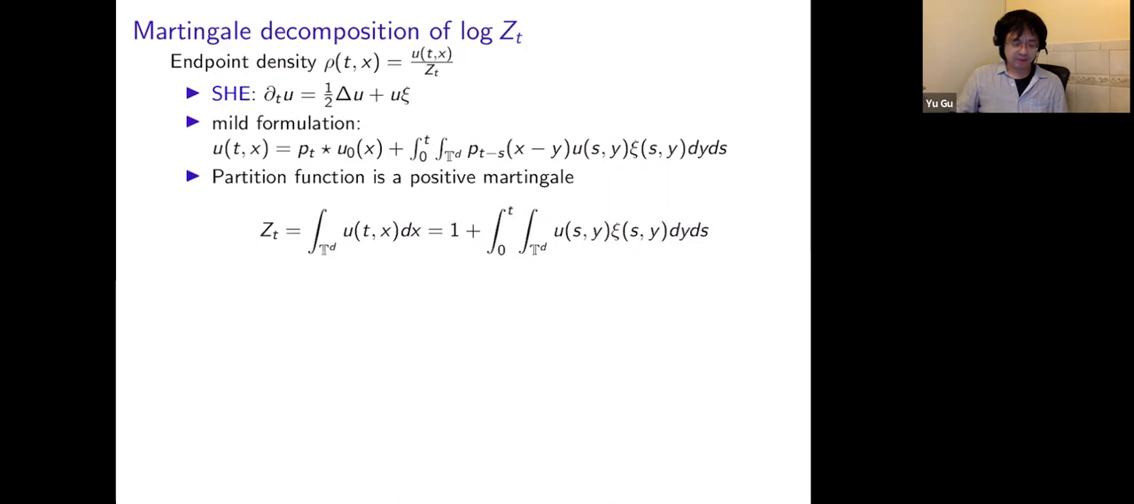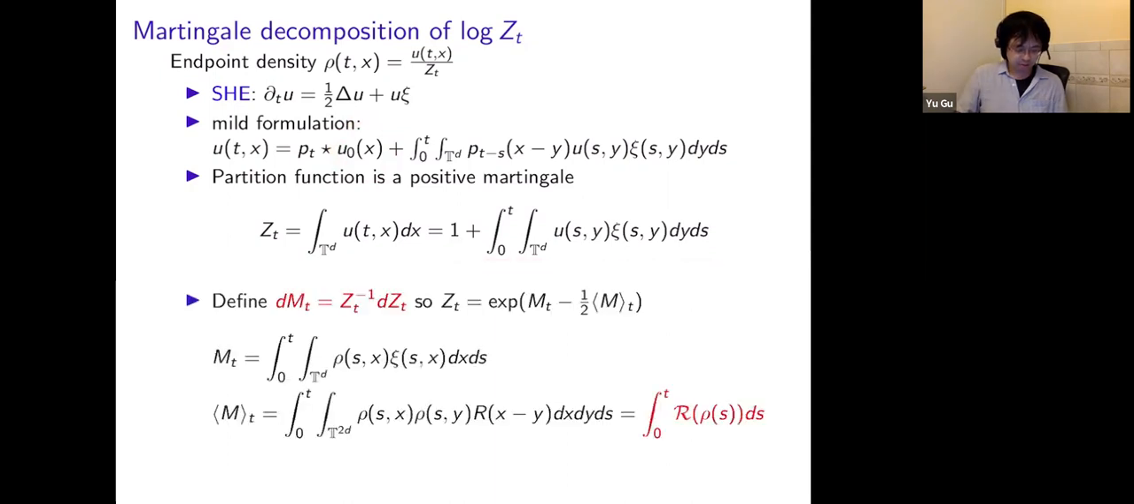Then if I look at the total mass function, it's well known that it is a positive martingale. I just integrate this u(t,x) to get it. That's just one at time zero, because I'm assuming that u_0, for instance, is a Dirac. So then it's a martingale here.